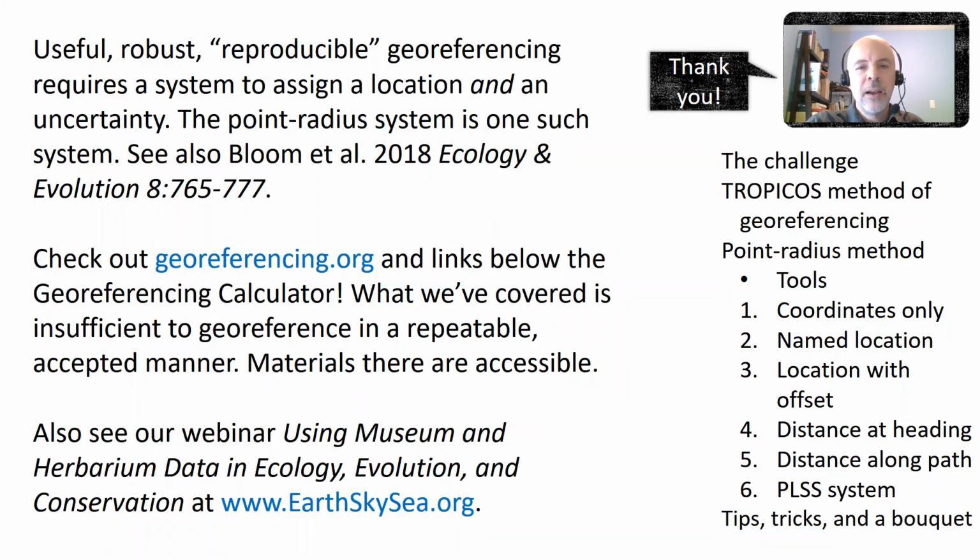So in summary, regardless of whether you use the point radius method, I would encourage you to use a very systematic method for georeferencing, one that gives you not only a set of rules for assigning coordinates, but also the uncertainty inherent in that coordinate description, because that is very important for allowing other people to match that record with confidence to climate conditions or soil conditions or whatever it is associated with the fact that the species was actually located there. I also encourage you to check out georeferencing.org, where there are many more tools that would be of use.